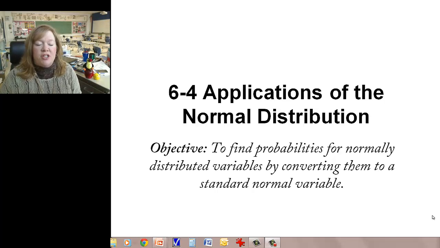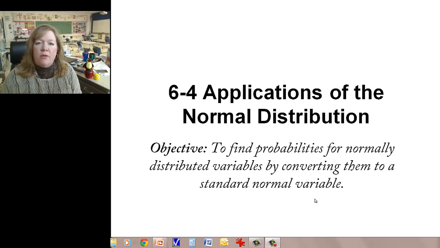We're heading on into section 6.4. We've been talking about normal curves and normal distributions, and now we're actually going to look at some of the applications of the normal distribution. Things that we're going to be covering in this little lesson is finding the probabilities for normally distributed variables by converting them to standard normal variables.